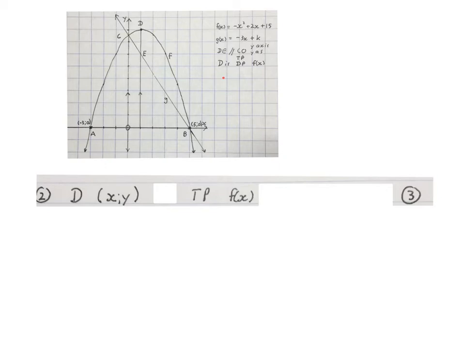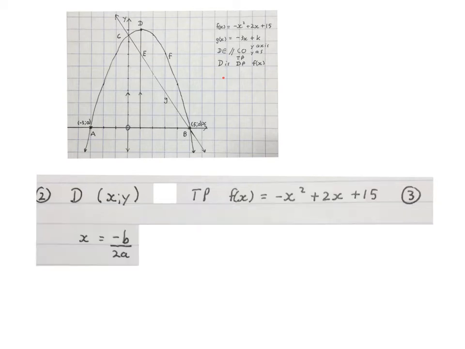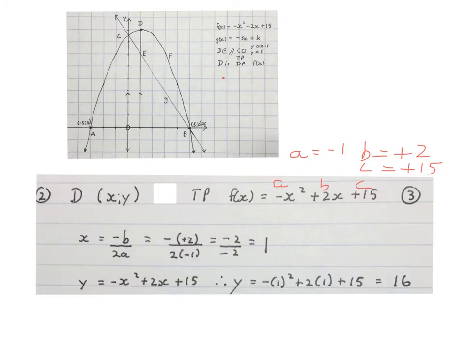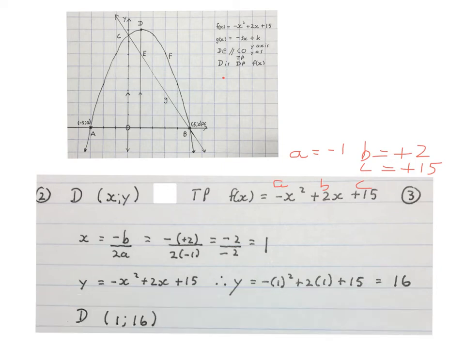But in the beginning of the video, I told you that D is the turning point. So we're working out the coordinates of D, the turning point of f(x). To find the x of the turning point, we use the formula x = -b/2a. From the equation we know that a is -1, b is +2, and c is +15. We substitute that into the formula and we get the answer of 1. Then you take your equation again, replace the x value with 1, simplify it and you get the y value is 16. So the coordinate of D will be (1, 16).